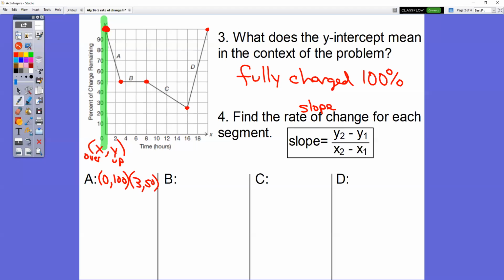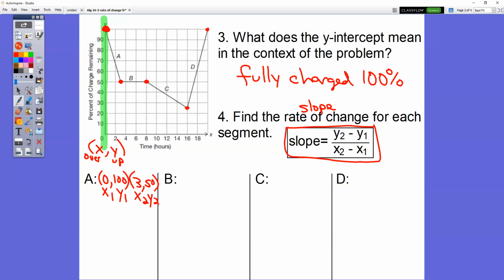All points are written X, comma Y. So 0 is an X, 100 is a Y. 3, comma 50, 3 is an X, and 50 is a Y. 0, comma 100 is your first point. So these get 1s. 3, comma 50 is your second point. So these get 2s. Now we're going to sub the numbers into our slope formula.